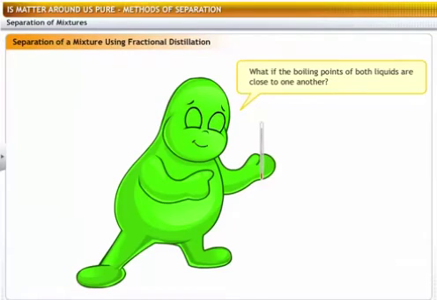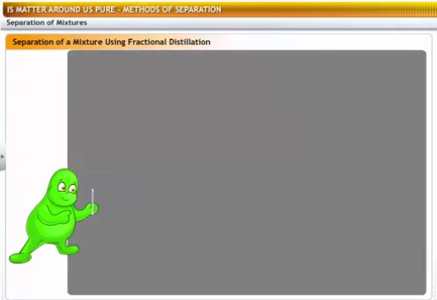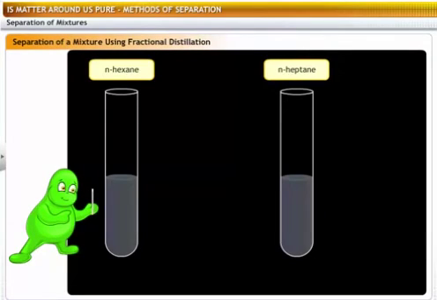What if the boiling points of both liquids are close to one another? In case the difference in the boiling points of the liquids is less than 25 Kelvin, you can use the fractional distillation method. Let's take an example of two such liquids, n-hexane and n-heptane.